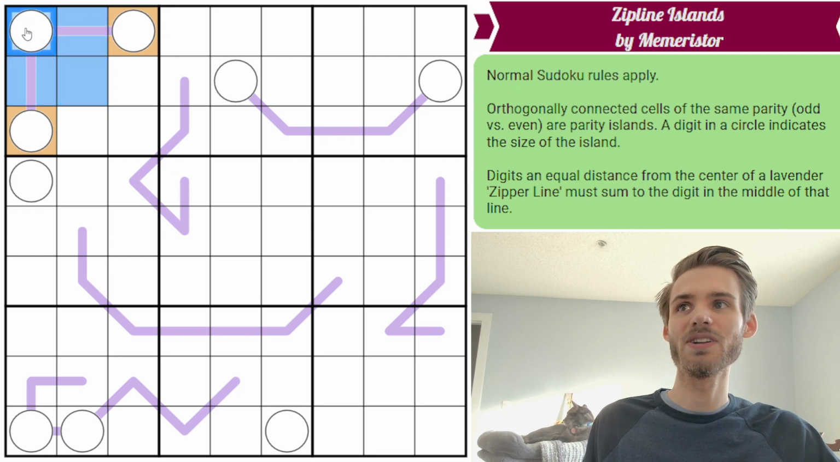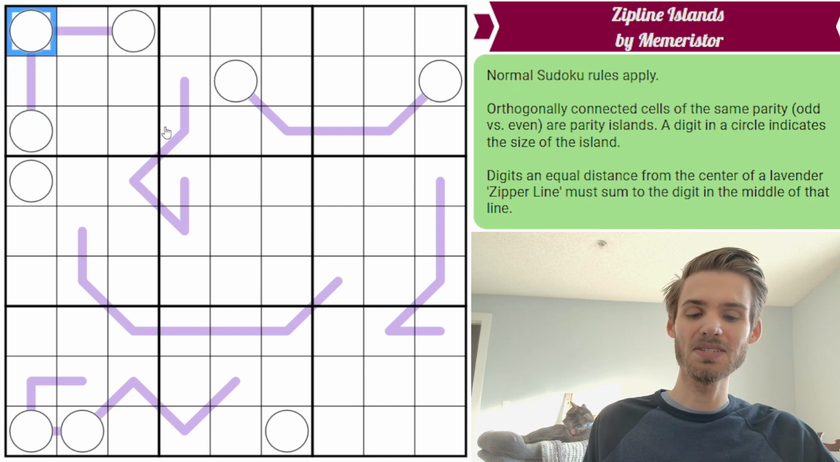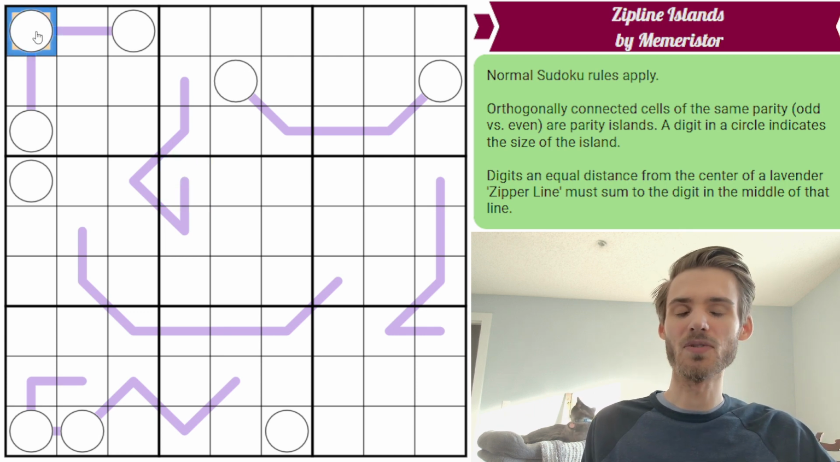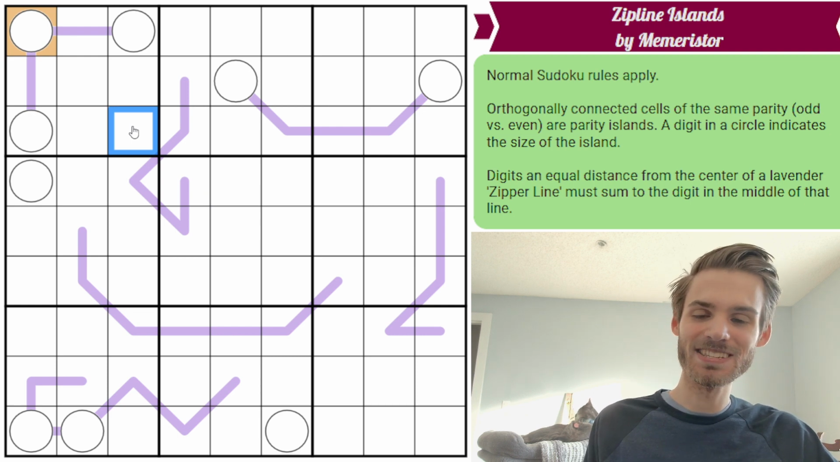And now this is a parity island of size 4, but there's no way to sum to 4 with two even digits other than double 2, which is going to repeat in the box. So that seems like a very long-winded way to get to this being odd, but sometimes when it's long-winded and it's the very start of the puzzle, it's okay. We'll see later that there's some more long-winded things that aren't necessarily as okay.